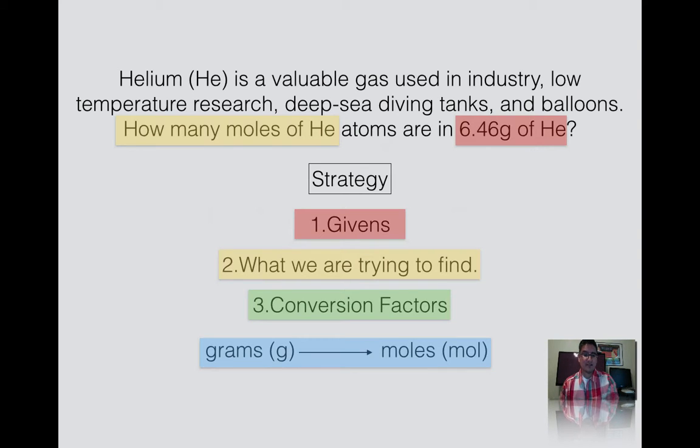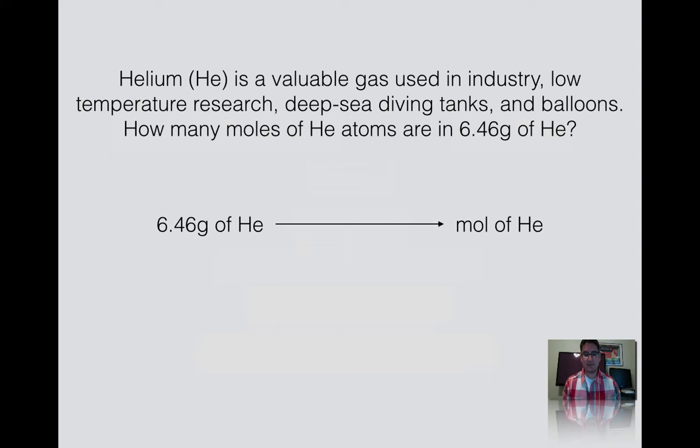Okay. All right. So the third thing I want to do is get my correct conversion factors, and in this case I'm converting grams into moles, right? Because my given is in grams, and the question is asking me how many moles. So I want to convert 6.46 grams into moles, right? So this is the main idea.